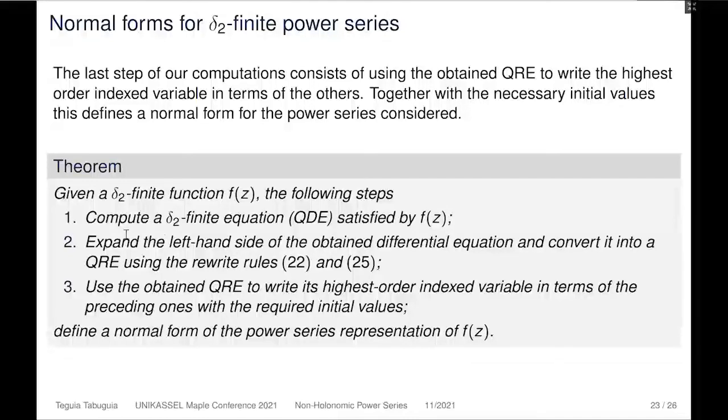The first step is to compute a delta-finite equation satisfied by f, then expand the left-hand side of the obtained differential equation and convert it into a recurrence equation using the two rewrite rules that we have given, and use the obtained recurrence equation to write the highest order index variable in terms of the preceding ones with the required initial values. The number of necessary initial values is determined from the recurrence equation and the differential equation.